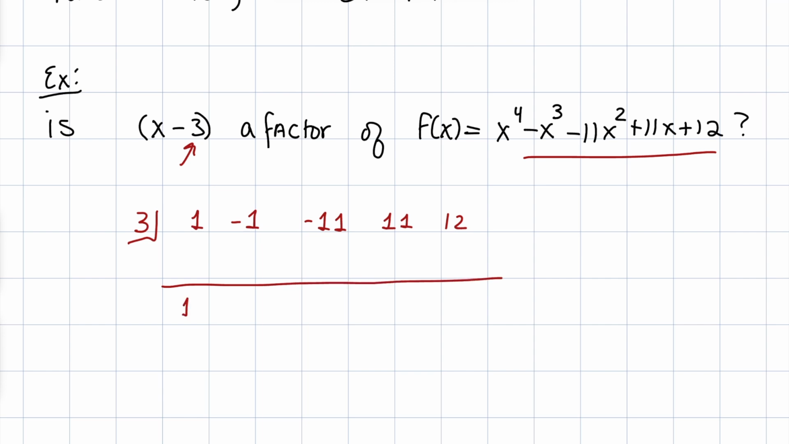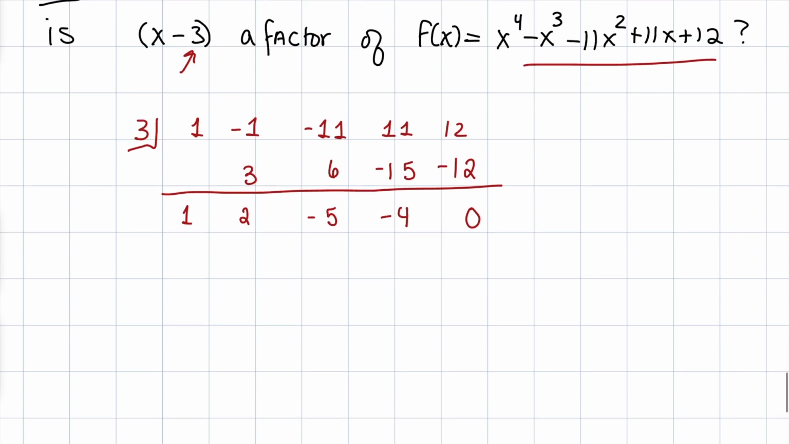Okay, so let's bring down the 1. 1 times 3 gives me 3. 3 minus 1 gives me 2. 2 times 3 gives me 6. 6 minus 11 gives me -5. -5 times 3 gives me -15. -15 plus 11 gives me a -4. -4 times 3 gives me -12. And -12 plus 12 gives me 0. So since my polynomial was evenly divided by 3, we know that it is a factor.